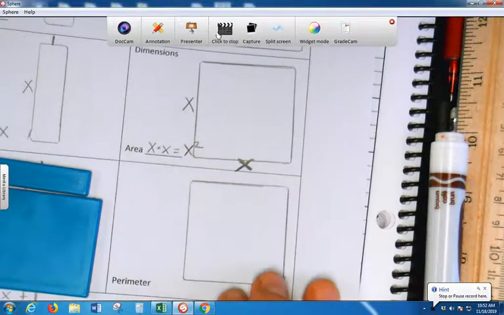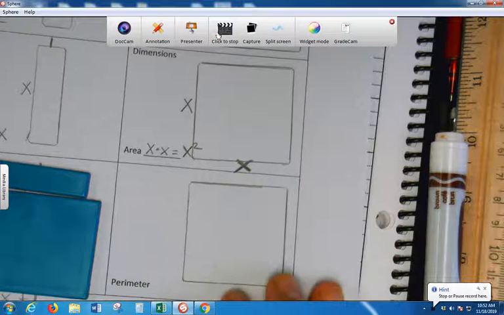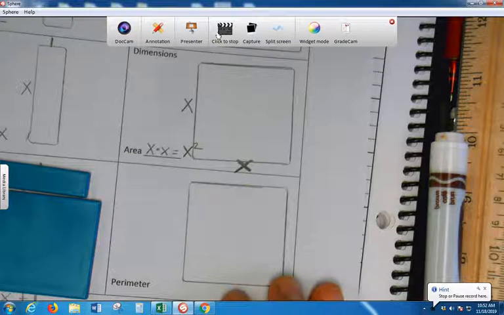It is pronounced correctly as x squared or x to the power of 2. If you say x2, that is incorrect. You must either say it as x squared or x to the power of 2. Those are the only 2 valid responses. Okay? Alright. Perimeter.